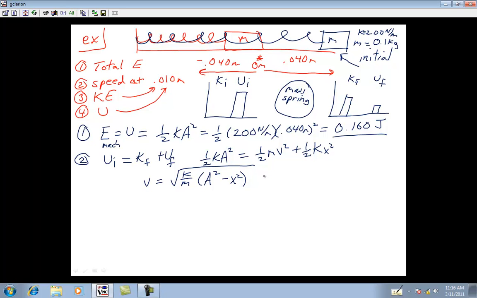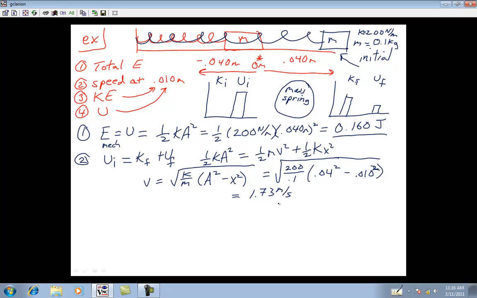So what's the value of my spring constant? 200. Okay, so I have 200. My mass is what? 0.1. My amplitude, which was my original length, 0.04 squared minus, at that location, 0.010. I guess I didn't write that other significant figure in there. That's okay. And I get a velocity. You want to calculate this out for me? 1.732. Thank you. I'll go 1.73 meters per second.